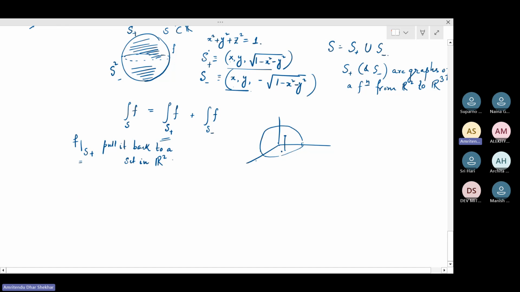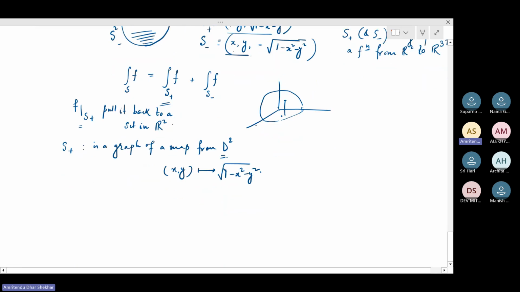Essentially this S plus is a graph of a map from D2, right? And so the graph of the map is x comma y. So basically the map is x, y goes to square root of 1 minus x squared minus y squared, and S plus is just the graph of this map. So you could pull this map back to D2. Okay.